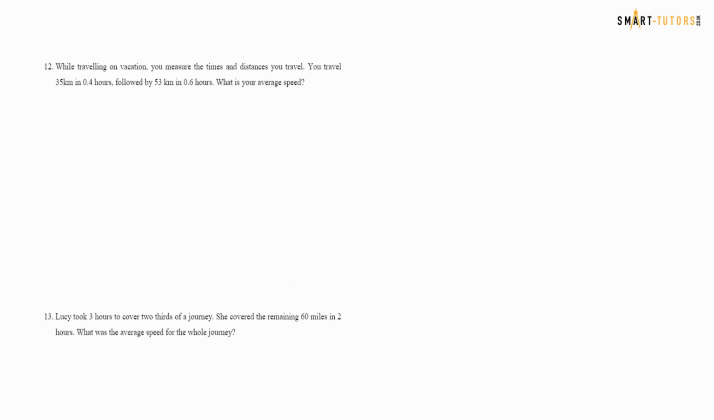That is the end of the tutorial, but we have 2 more tutorial questions. I'm just going to quickly run through the last section. So question number 12 and 13. If you are familiar with that one, you can do it quickly. While traveling on vacation, you measure the times and the distance you travel. You travel 35 kilometers in 0.4 hours, followed by 53 kilometers in 0.6 hours.